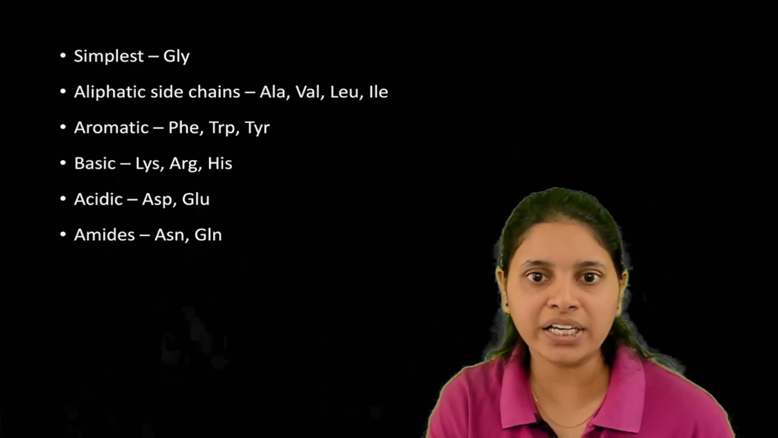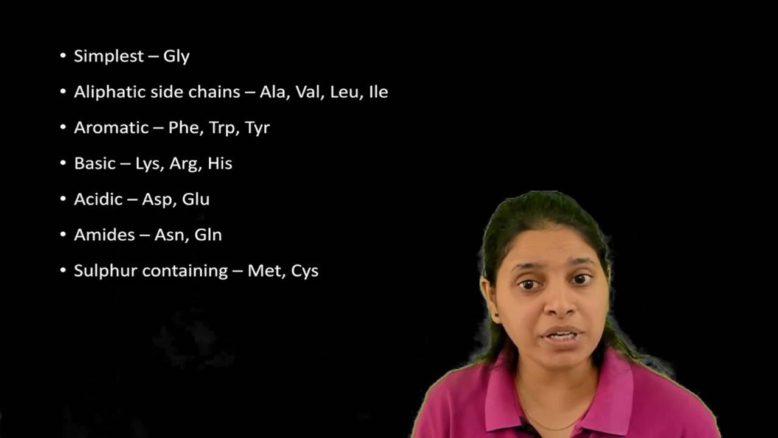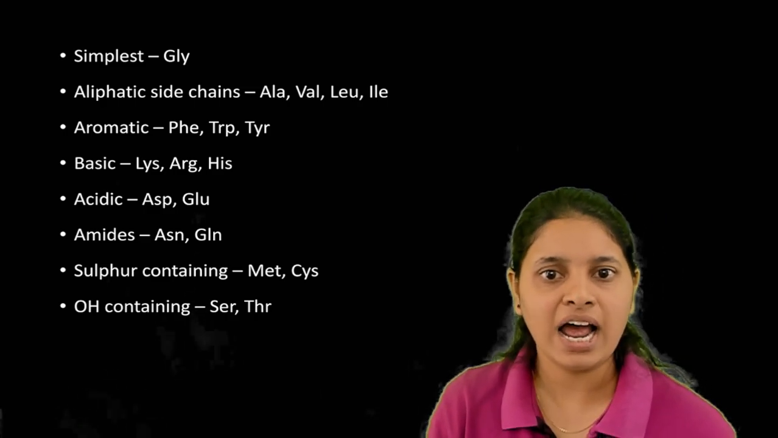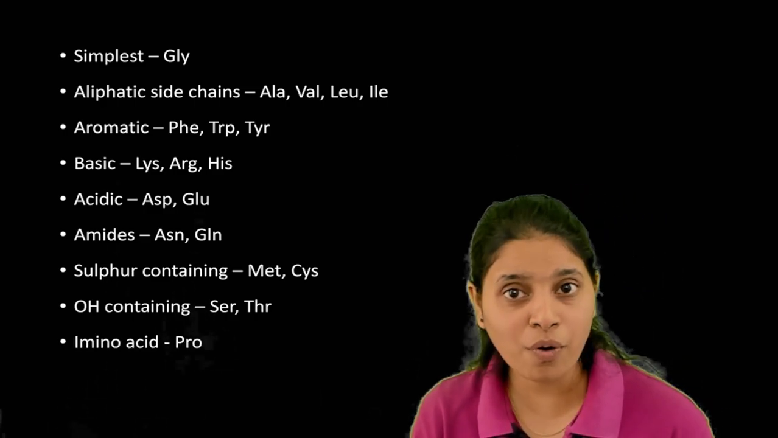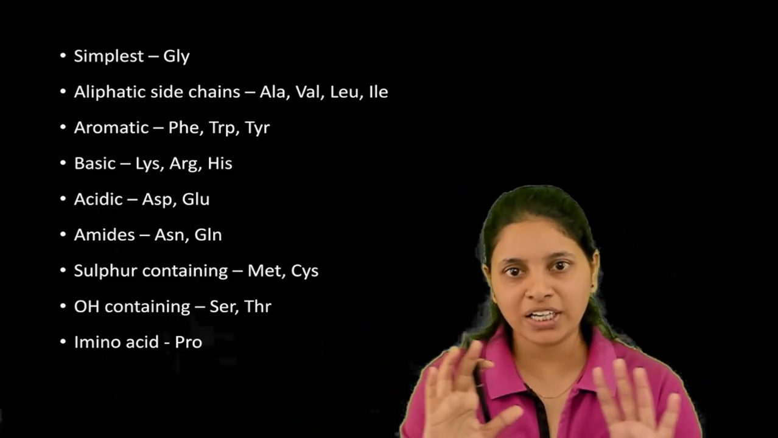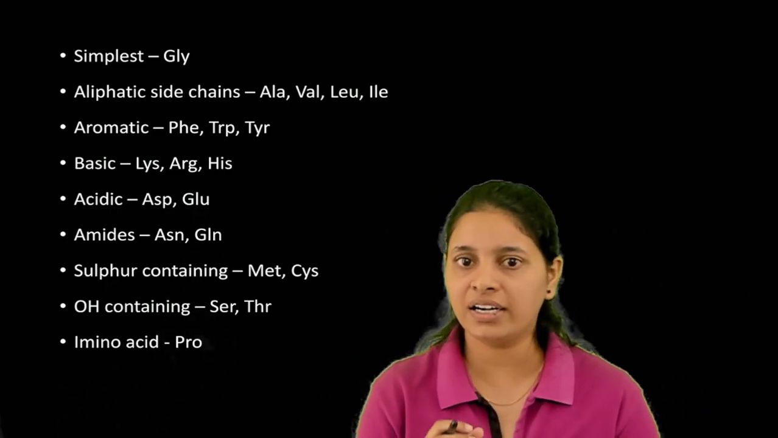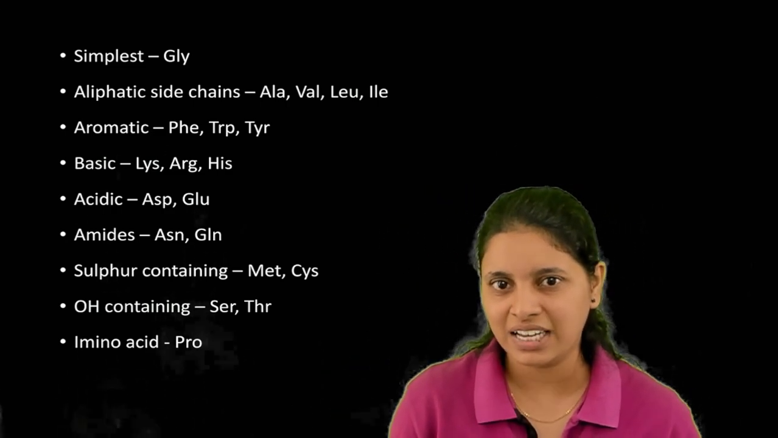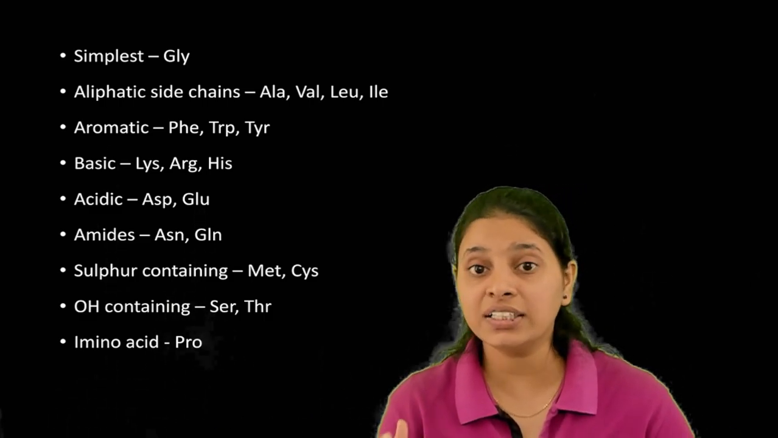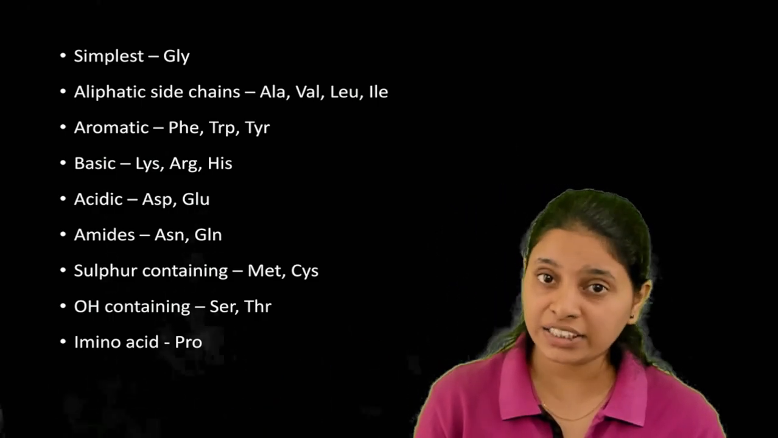Next, amide group containing amino acids. So amides, asparagine and glutamine. Sulfur containing amino acids are methionine and cysteine. Next, OH group containing, we have serine and threonine. Amino acid with a very different structure, right? Proline. So this is how we have summarized all the 20 amino acids. Now in the next video lecture, we will understand how to connect these amino acids and form a polypeptide chain, and also how we can understand protein structure and all its levels in detail. That will be covered in the next video lecture.